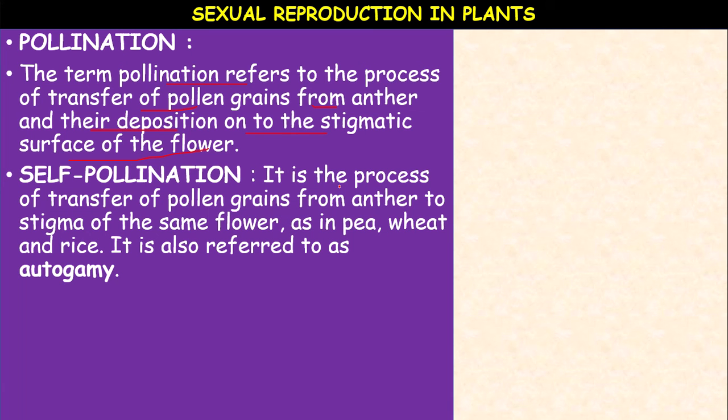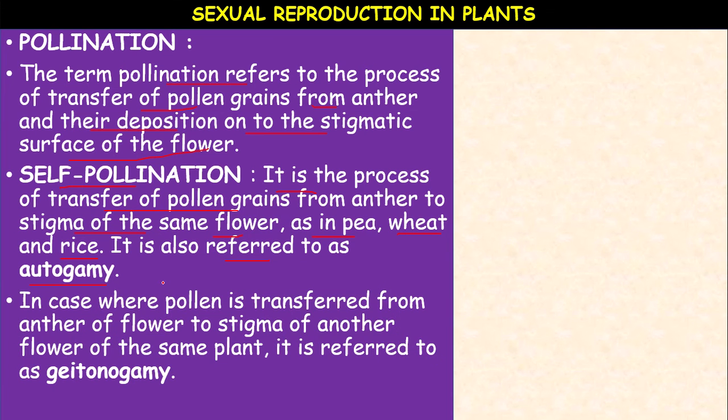It is of two types, self pollination and cross pollination. What is self pollination? It is the process of transfer of pollen grains from anther to the stigma of the same flower. It is seen in flowers like pea, wheat, rice, most of the cereals and pulses. It is also referred to as autogamy. Autogamy is a type of self pollination in which a bisexual or perfect flower is pollinated by its own pollen. It involves the transfer of pollen grains from anther to the stigma of the same flower.